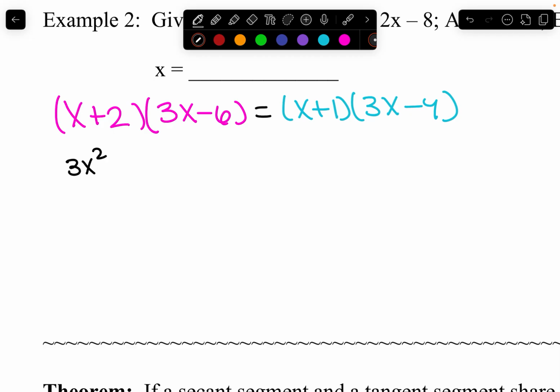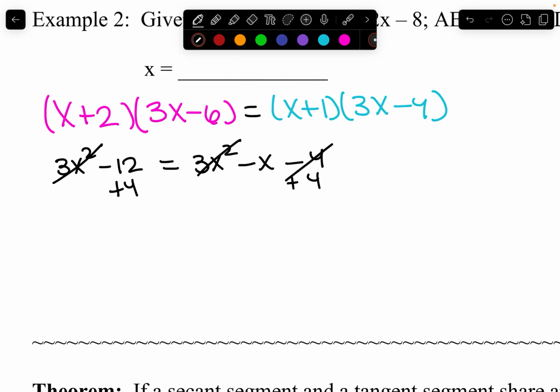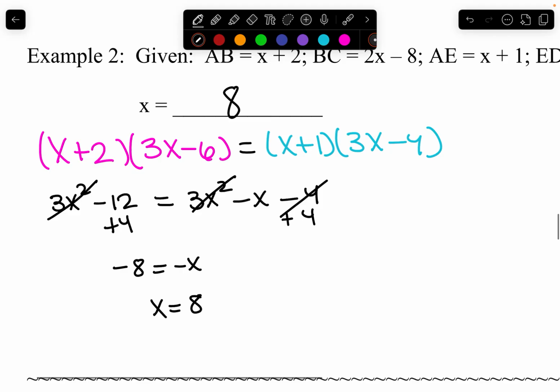This is 3x squared minus 6x plus 6x. Ooh, that cancels. Minus 12 equals 3x squared. Oh, my God. 3x squared minus 4x plus 3x minus 4. Man, we've gotten really lucky with these factoring problems. We don't always have to factor. All right, so we get negative 8 equals negative x. Therefore, x is equal to 8. Okay.